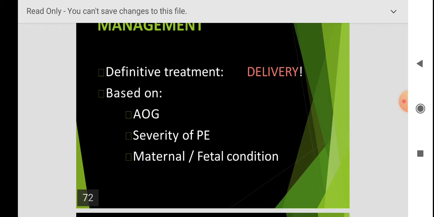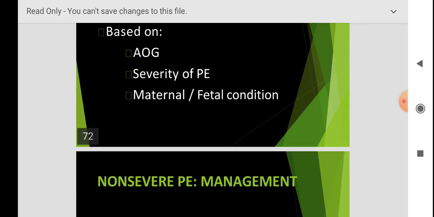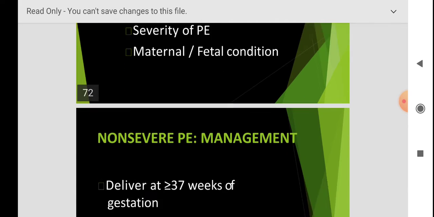How do you manage? Definitely the management is delivery. Now this delivery should be based on the following criteria. First one, we look for age of gestation, whether it is term or preterm. Then we look for the severity of the disease, that is severity of preeclampsia, whether it is severe or non-severe. Then we should also look for maternal and fetal condition by doing the previously told assessment tests.